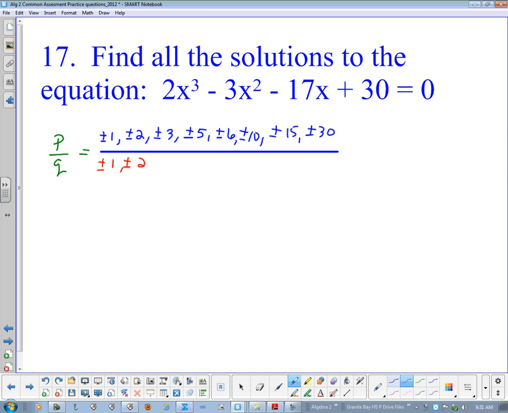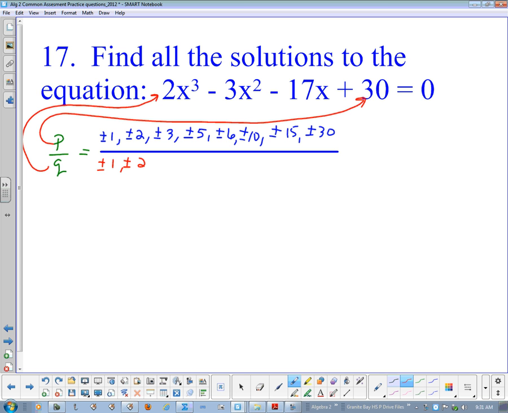Now, I advise you, yes. What is the p factor? p are factors of that 30, factors of the constant. The q are factors of the leading coefficient. Correct. Yes, that has an x really. It's just x to the 0.